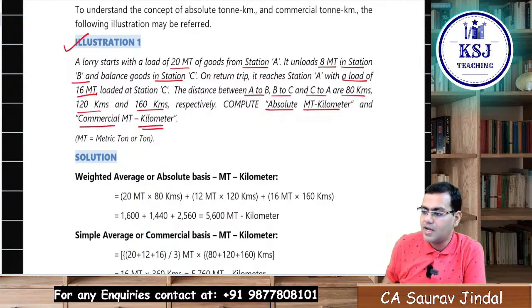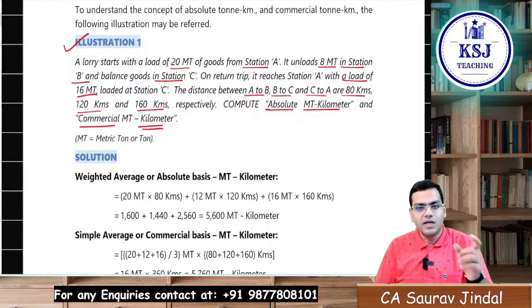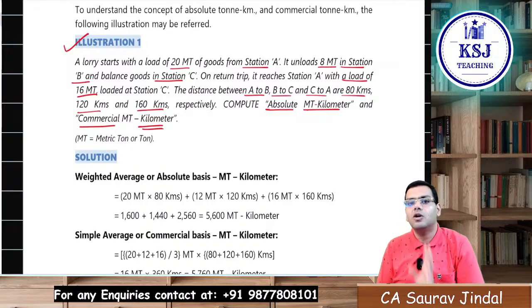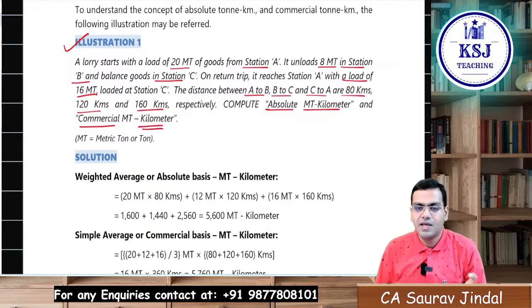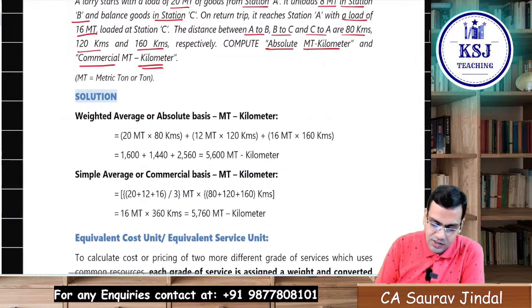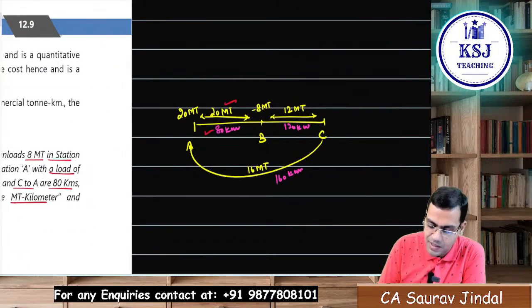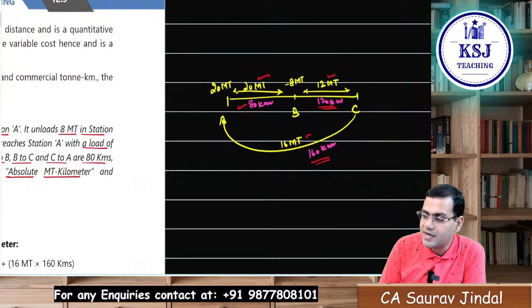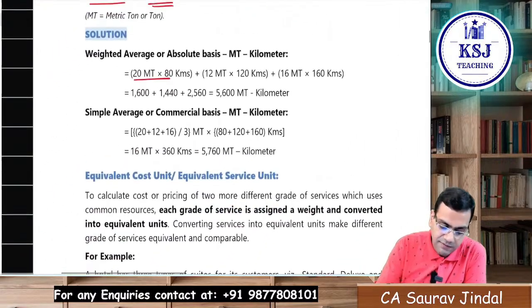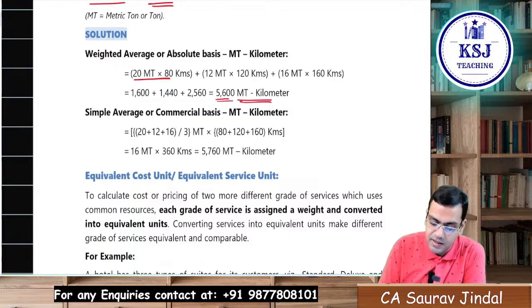So what is there in the absolute? In the absolute, we directly take what is the quantity being carried over a specific kilometer. That is 20 metric ton being carried over 80 kilometers, 20 multiplied by 80, plus 12 metric ton being carried over 120 kilometers, plus 16 metric ton carried over 160 kilometers. So that will give you the absolute basis 5600 metric ton kilometer.